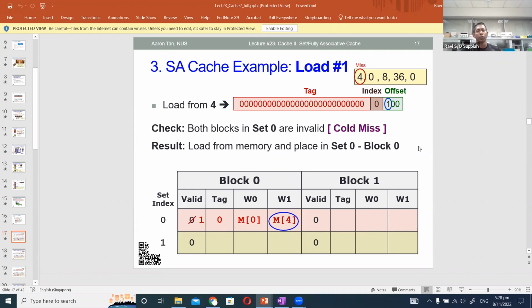The conflict miss will occur when that data or that line is currently occupied, but there is another piece of data that is supposed to take over because it matches in terms of the index, but the tag is different. So I need to get rid of the current data and replace it with the new data. Then we say it's a conflict miss.